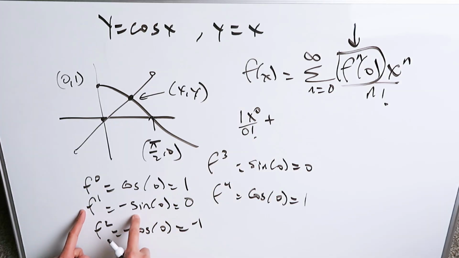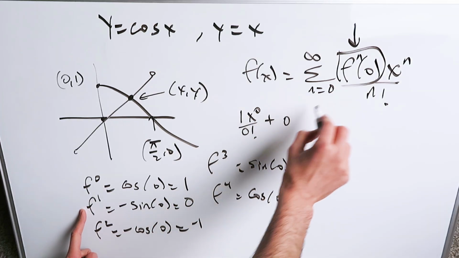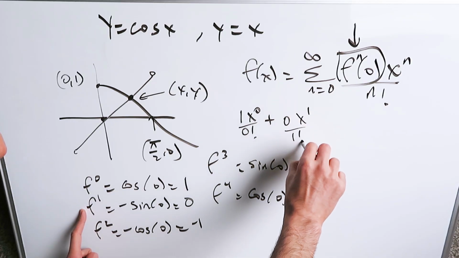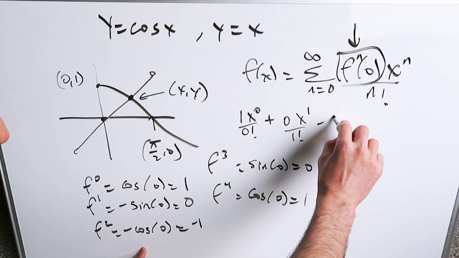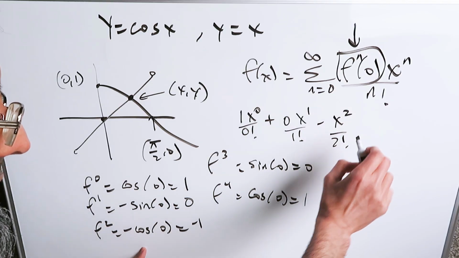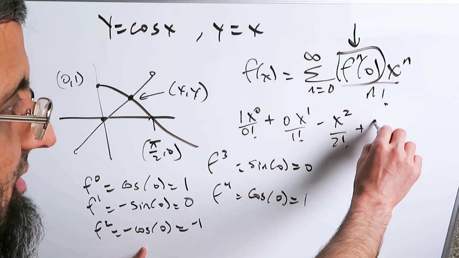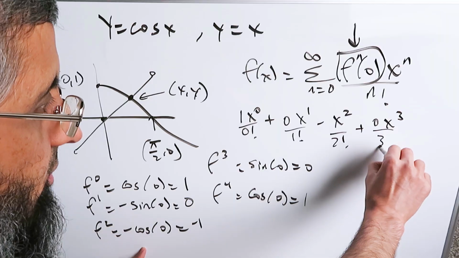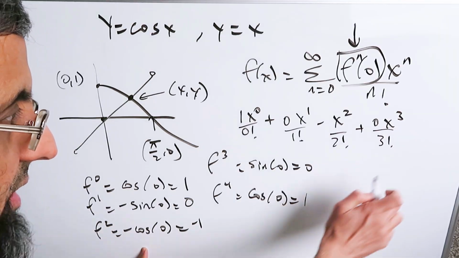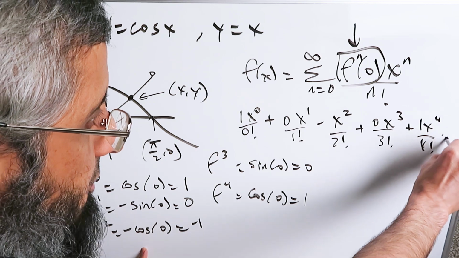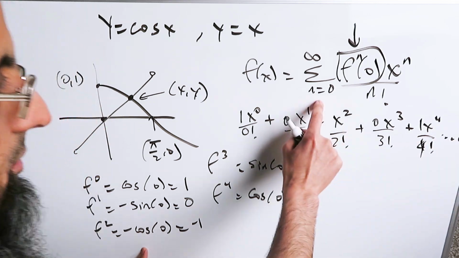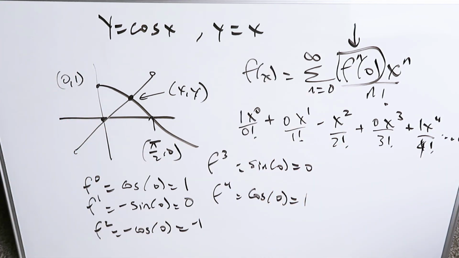Your next term will be this, sine of 0, which is a 0, but then you have x to the power of 1 over 1 factorial, and then your next term will be a minus, then you'll have x to the power of 2 over 2 factorial, then you'll have a plus 0 x cubed over 3 factorial, then you'll be coming over as a positive 1, so you have a positive 1 x to the power of 4 over 4 factorial, and you'd go on and on. You know we went here to the n value of 4, you would go normally up to infinity.